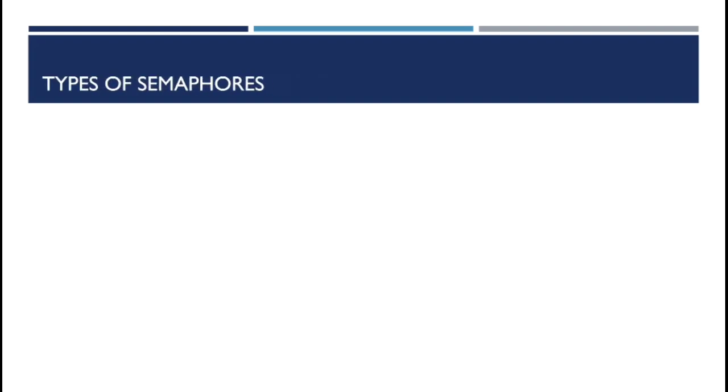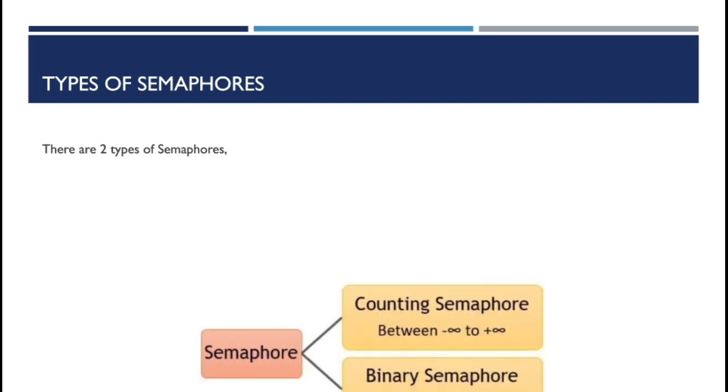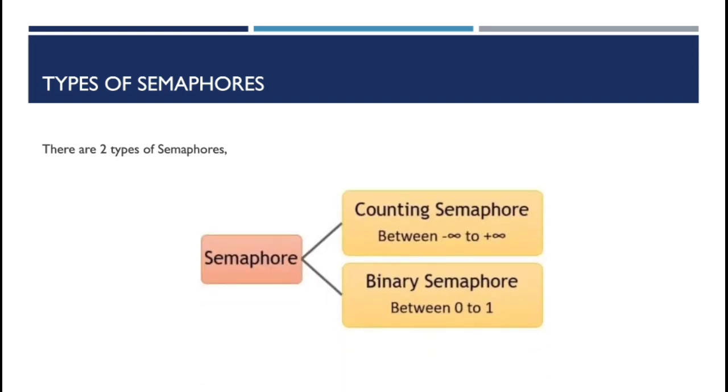We have already seen what semaphores are. Semaphores are integer values that are used to solve the critical section problem. There are two types of semaphores. One is counting semaphores and the other one is binary semaphores. Let's see what counting semaphores are.